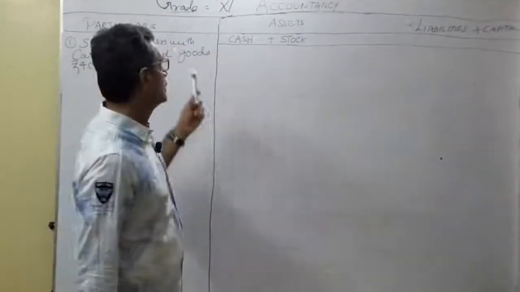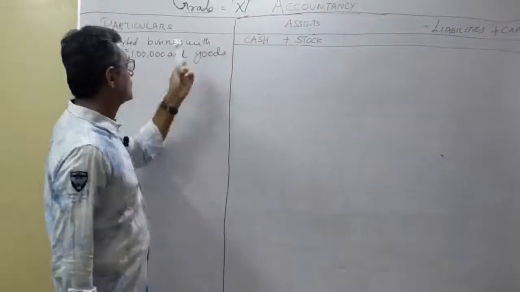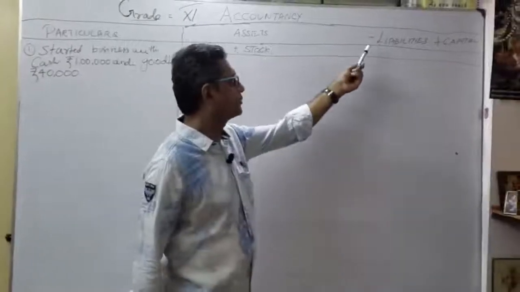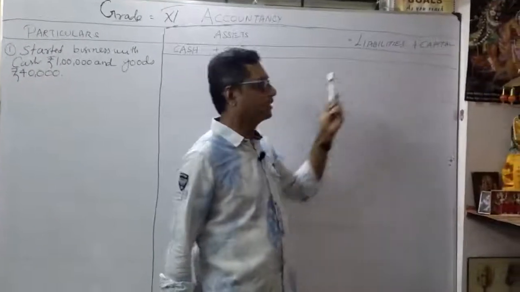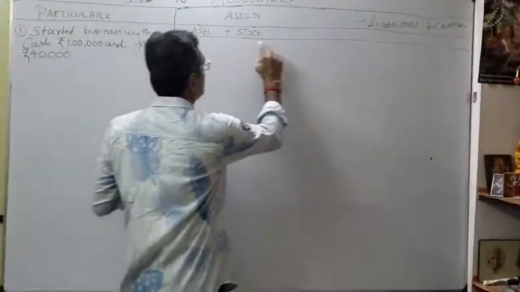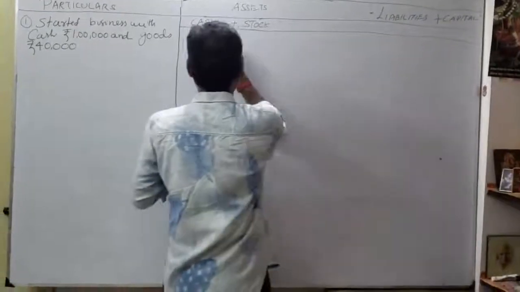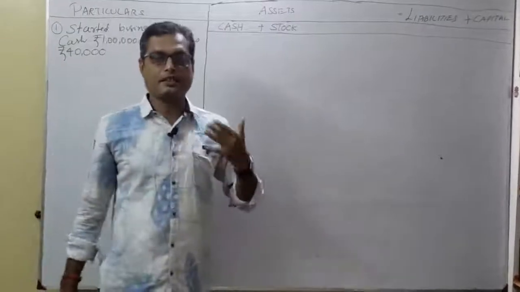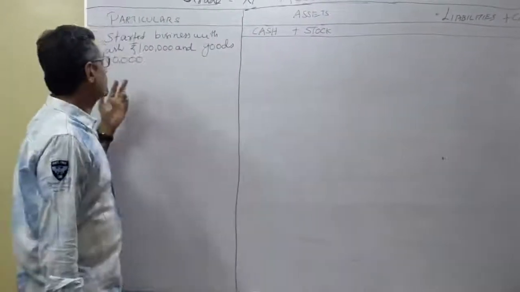Suppose in any exercise you want to draw like this: particulars, give some gap, one column, thereafter assets, then equal to liabilities plus capital. Then draw one more line like this, in the same manner. Then we move on to each and every transaction. So just follow the first one.